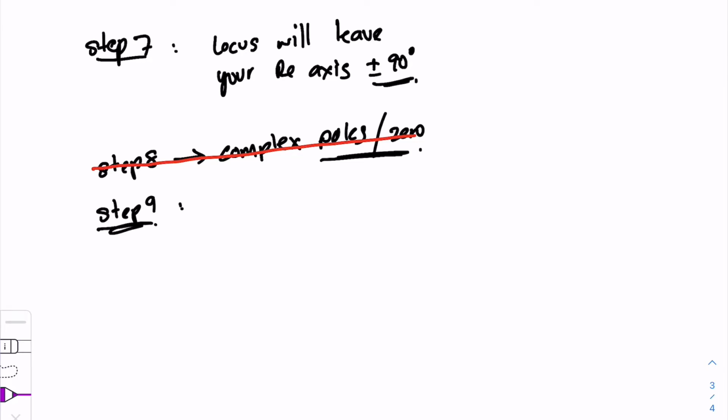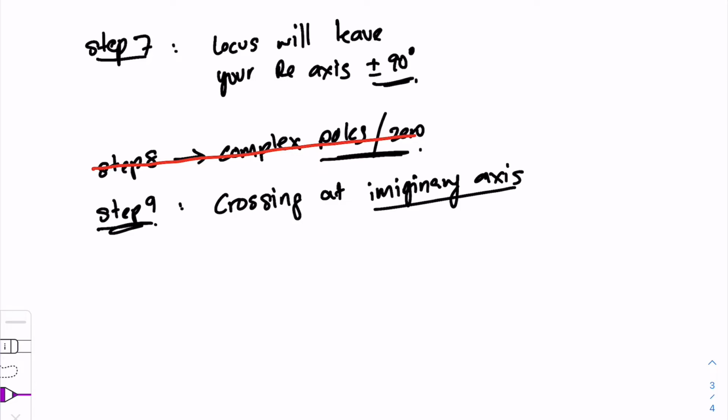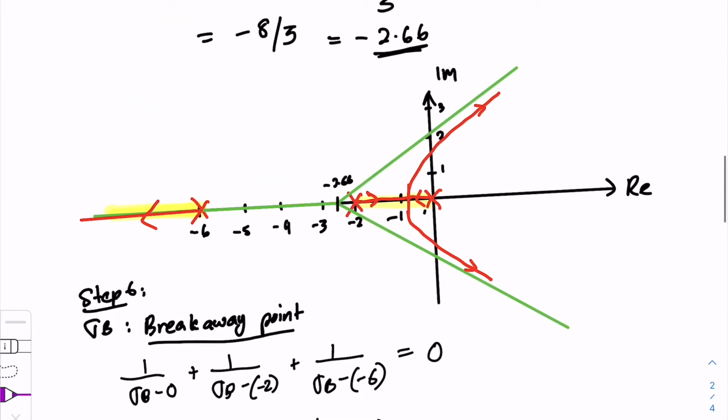You already did step number 9 when we learned the Routh-Hurwitz criterion. The Routh-Hurwitz criterion is to find the crossing at your imaginary axis, where your system is about to become unstable. Your system initially is a stable system, or maybe it is an unstable system, it doesn't matter. In this case you have a stable system, but then it will cross the imaginary axis and go towards the unstable region. So we want to know what is the location of the locus when it actually crosses the imaginary axis.